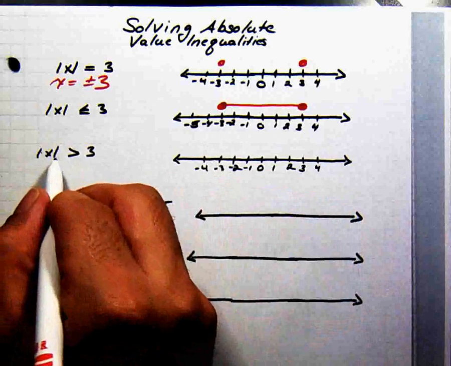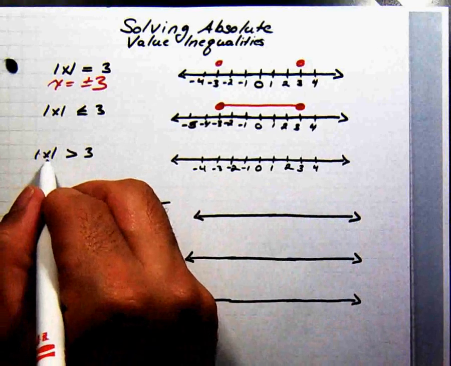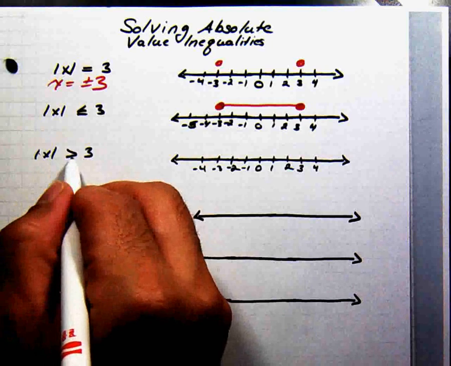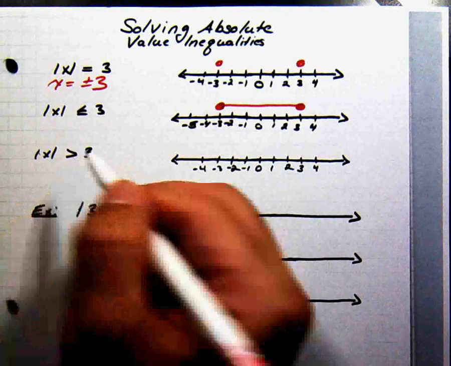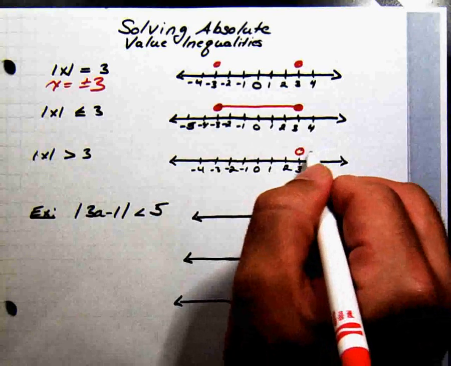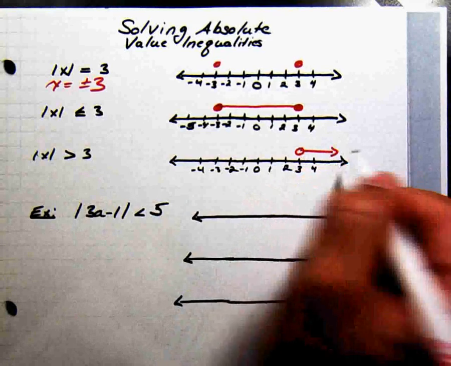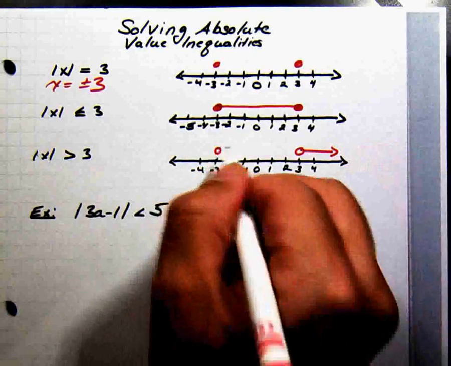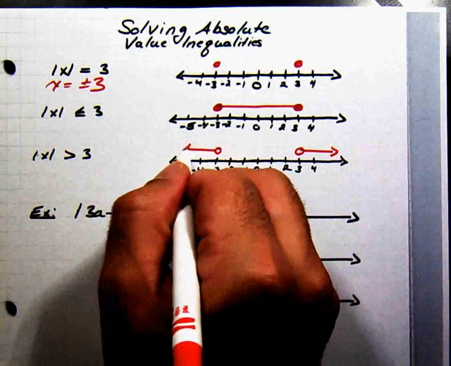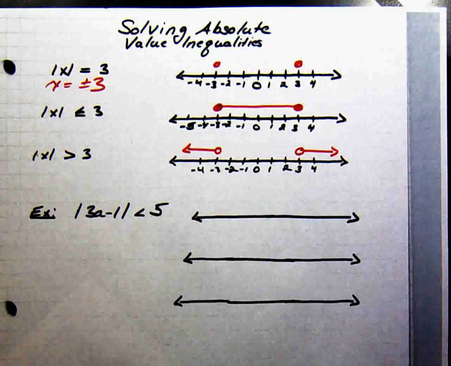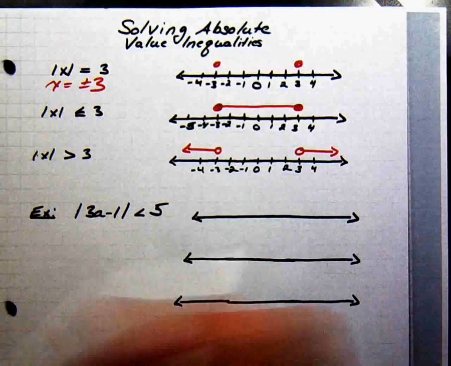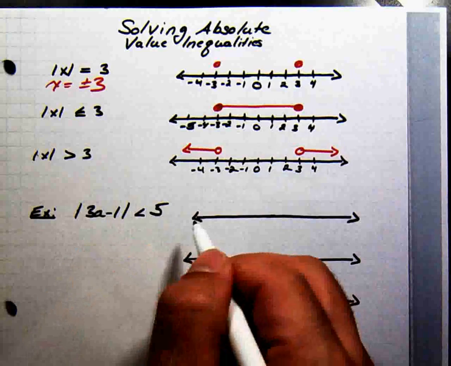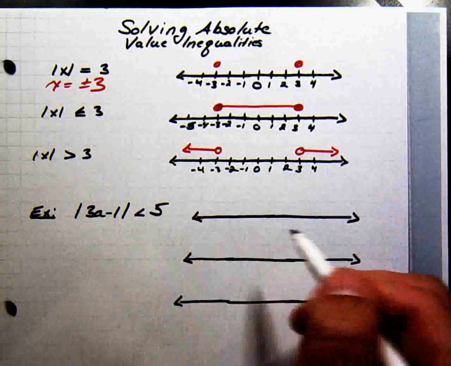This inequality right here says the set of numbers whose distance away from 0 is greater than 3. So that's from 3 all the way to positive infinity, and from negative 3 all the way to negative infinity. Okay, now I think we're ready to look at solving an absolute value inequality.